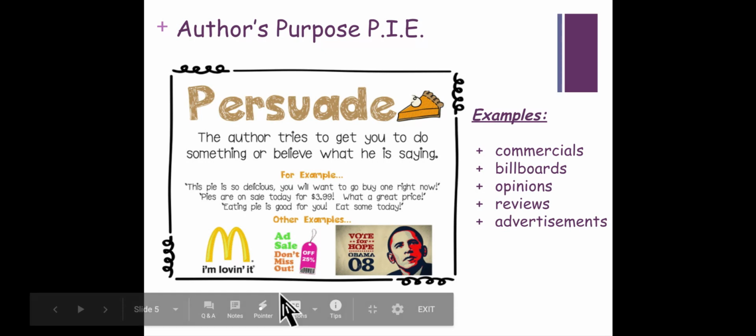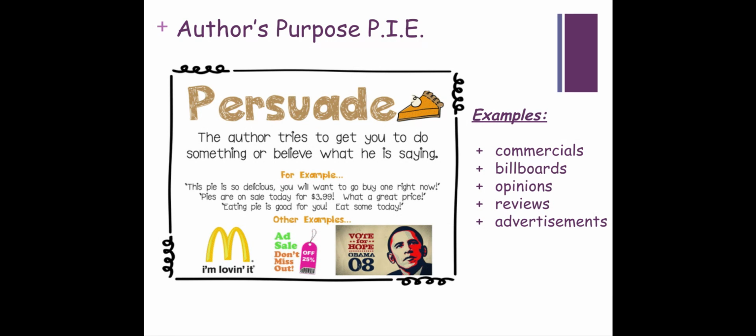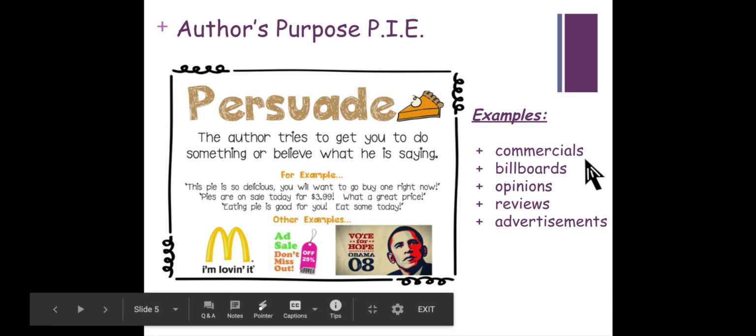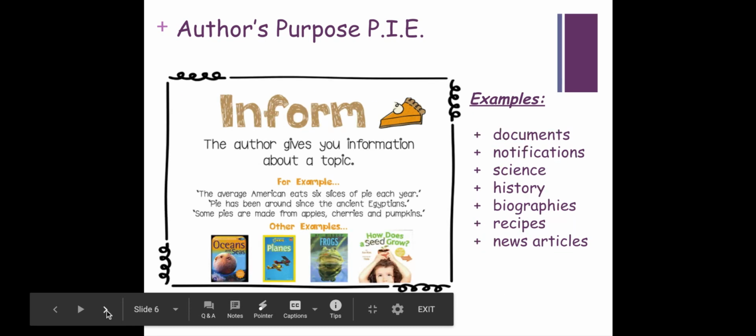And we see this in ads, like for food, like McDonald's, or sales. We also see this when politicians are running for office, or they're campaigning because they want to earn your vote. They want to persuade you to vote for them. Other examples are commercials, billboards, opinions, reviews, and advertisements.